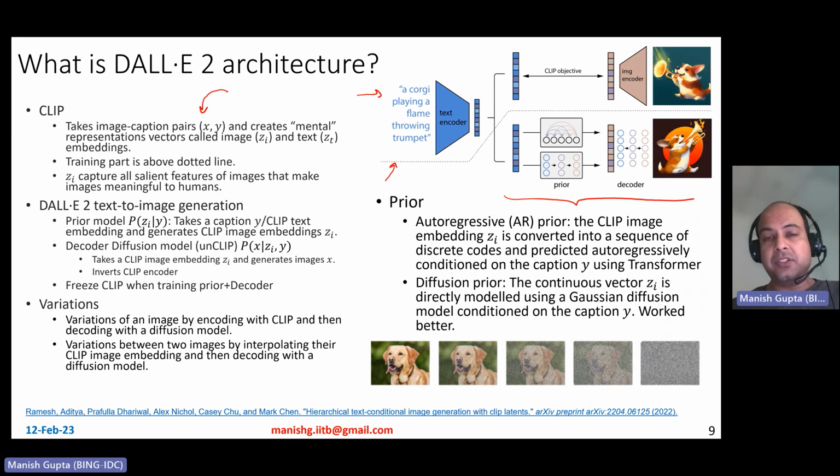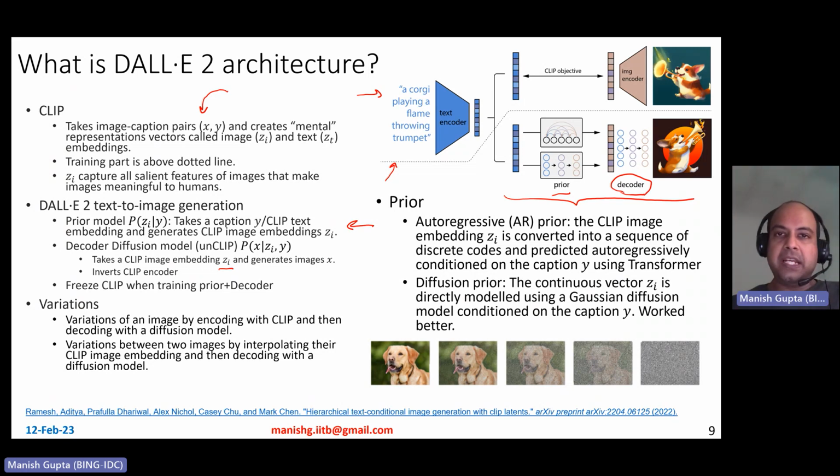ZI, the image embedding, captures all salient features of images that make images meaningful to humans. Images contain so many things, but what is it that humans focus on? That part is captured by the CLIP model. DALL-E 2 uses the CLIP model and therefore performs text-to-image generation. It combines the CLIP embeddings with two important models called the prior and the decoder. The prior model takes the original text caption Y or the CLIP text embeddings of the caption and generates a CLIP image embedding ZI. The decoder diffusion model further acts upon this CLIP image embedding ZI and generates images.